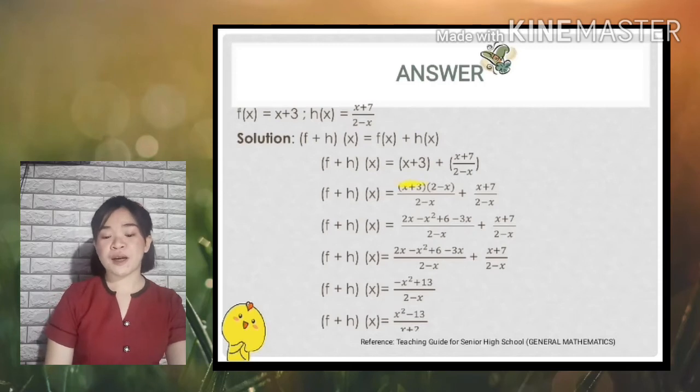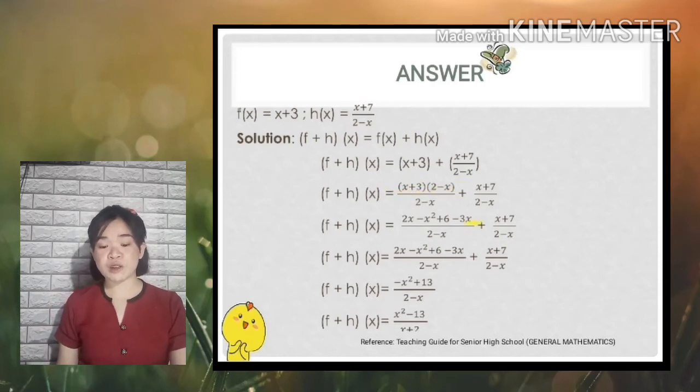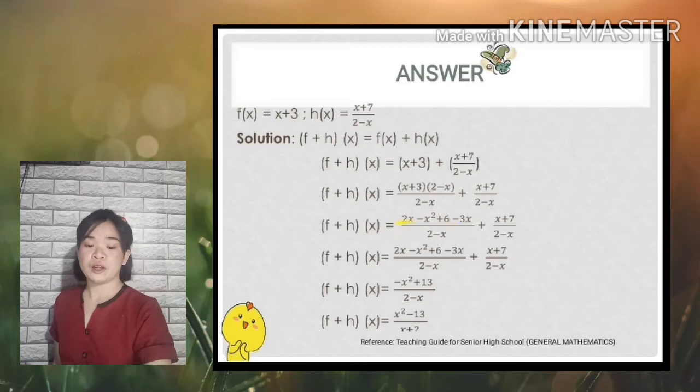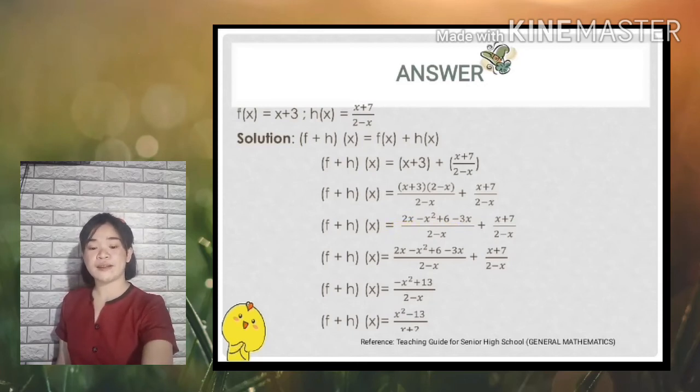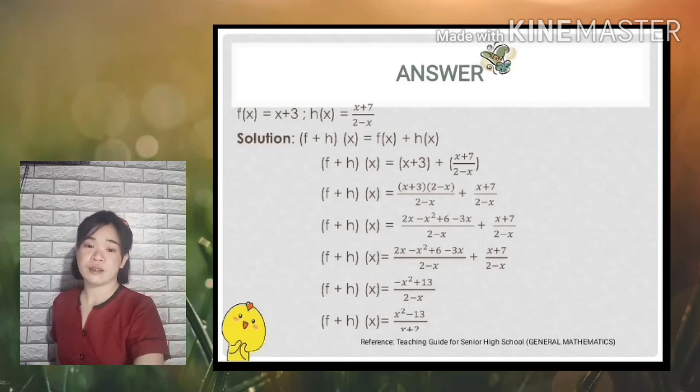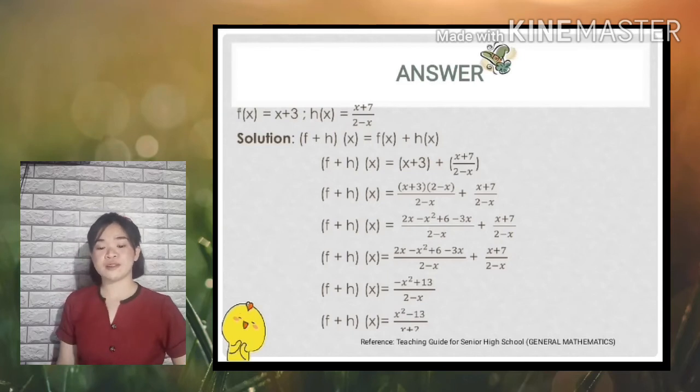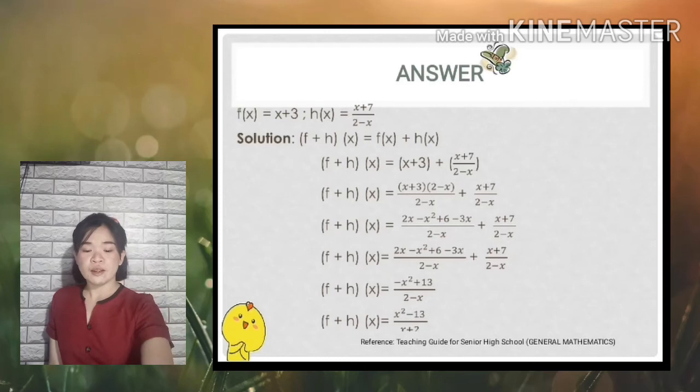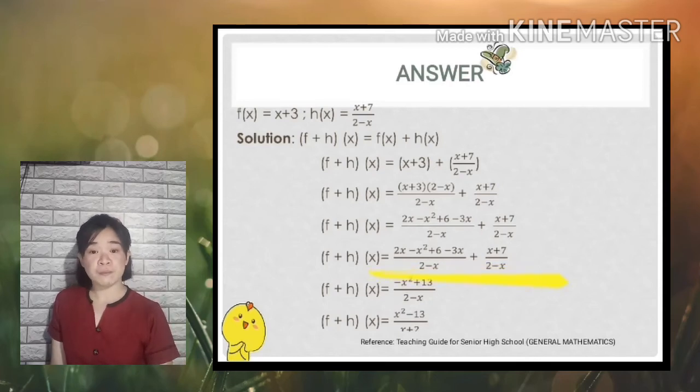And then expand x plus 3 times 2 minus x, that is equal to x times 2 is 2x, x times negative x is negative x squared, and then 3 times 2 is 6, then 3 times negative x is negative 3x, all over 2 minus x, plus the operation, and then bring down x plus 7 over 2 minus x. And then from here, perform combining like terms.